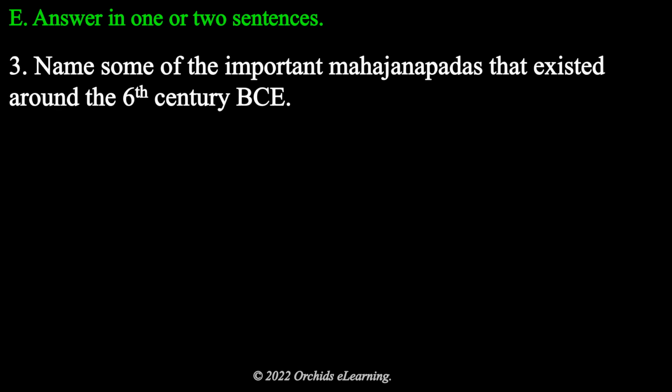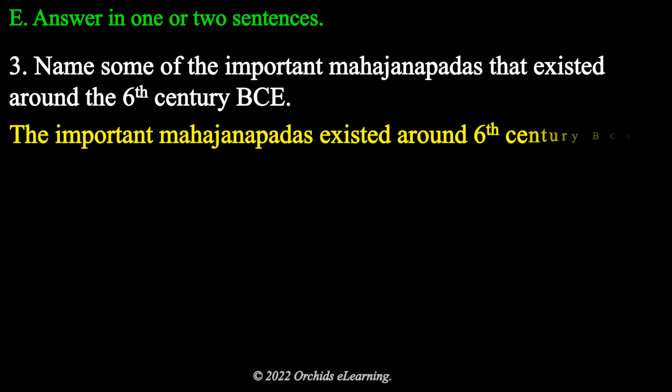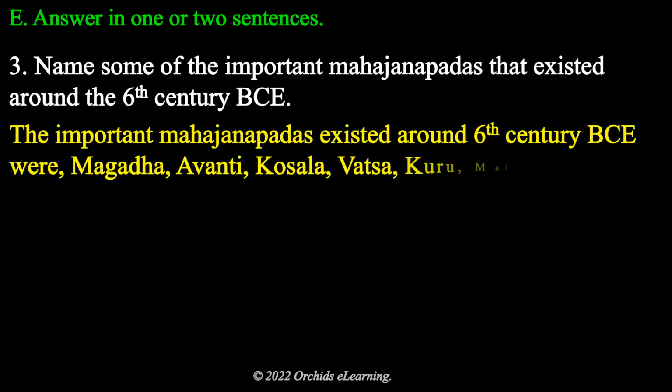Name some of the important Mahajanapadas that existed around the 6th century BCE. The important Mahajanapadas that existed around the 6th century BCE were Magdha, Avanti, Kosala, Vatsa, Kuru, Malla, Chedi, etc.